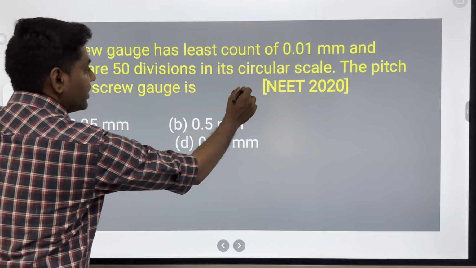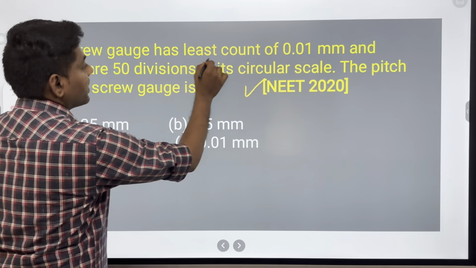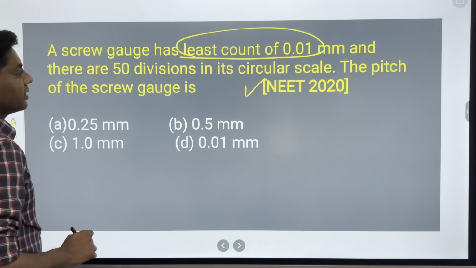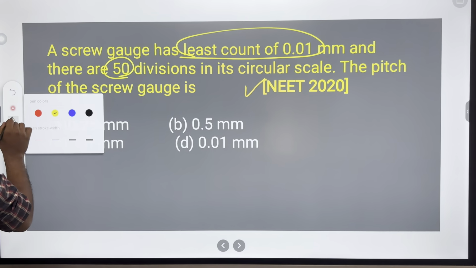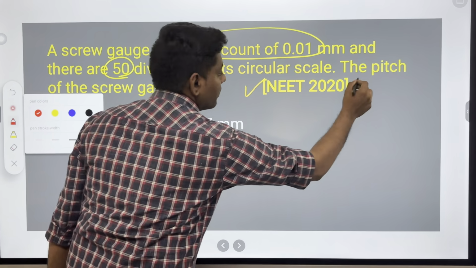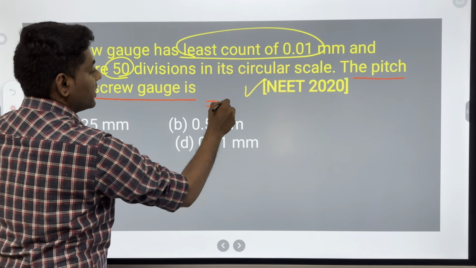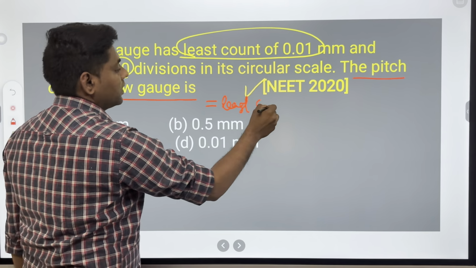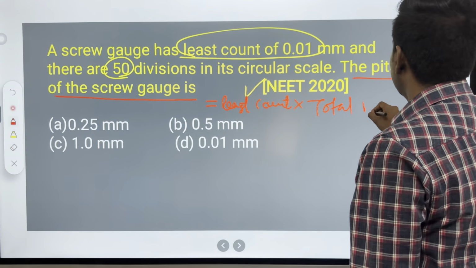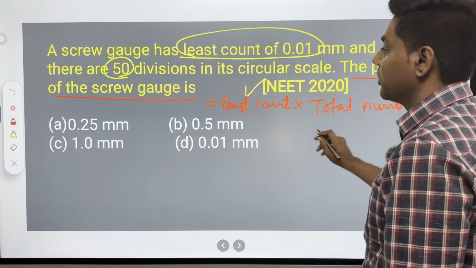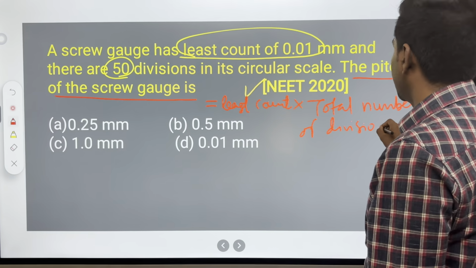Now the question is asked in NEET 2020, very easy. What is given? A screw gauge has a least count of 0.1 mm and the number of divisions is 50, and we have to calculate the pitch of the screw gauge. So how to calculate the pitch? Remember the formula: least count multiplied by total number of divisions. A very simple question they ask in the NEET.